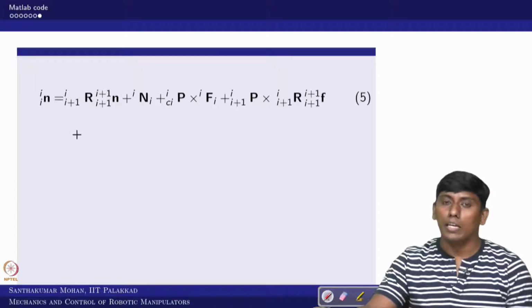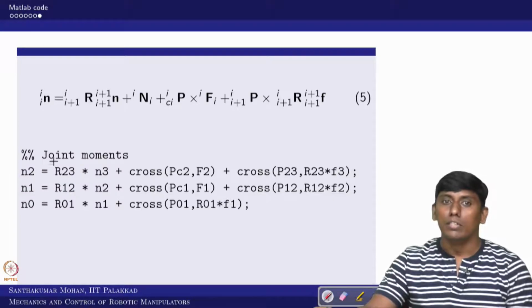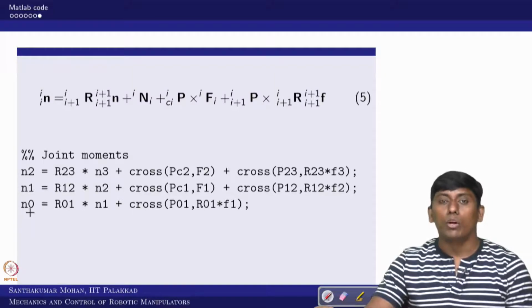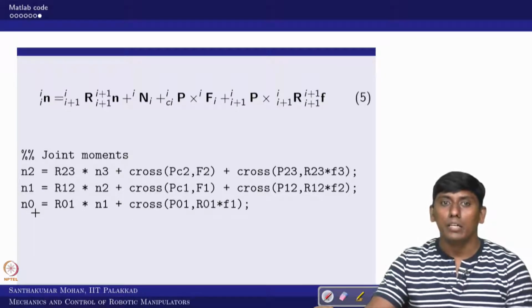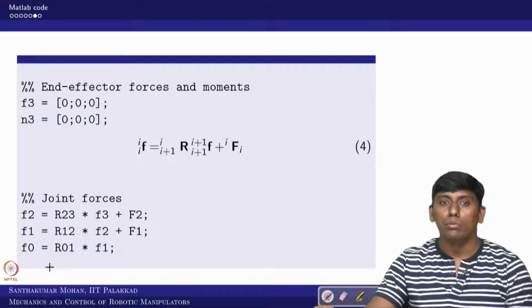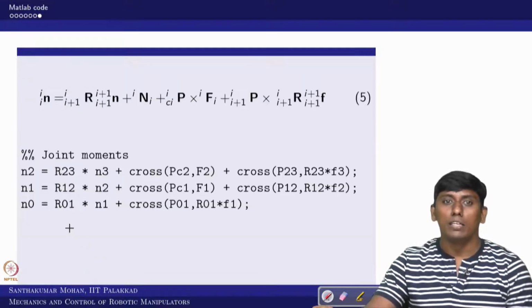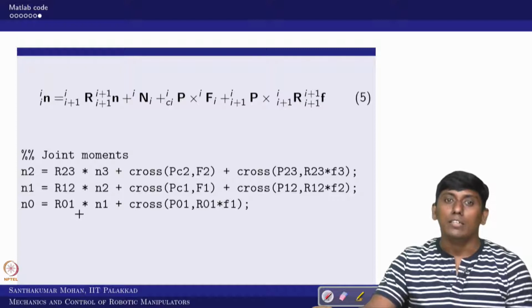You can do it again, n2 to 2 and n1 to 1, so that you can derive it. So you can do n2, n1, and if you want to have the shaking force and moment, then you can go up to 0. This is equivalent to shaking forces and this is equivalent to shaking moments. Once you have obtained all that, you require the joint torque relation.